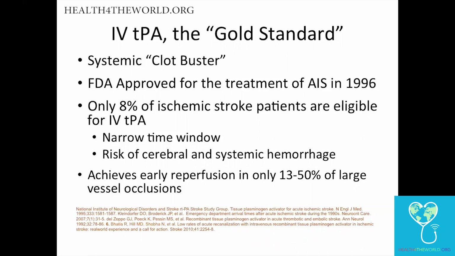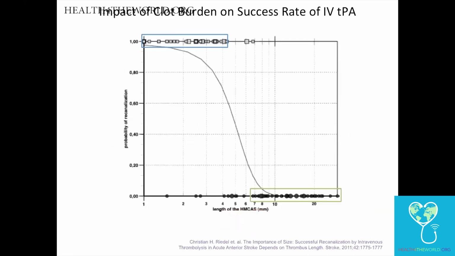The other problem with IV-TPA is that it's very, very limited in its ability to affect large vessel occlusions. And though this is a significant fraction of all stroke patients, IV-TPA has not done as well for this subset as it has for other types. So this is the type of data that's trying to show you here.